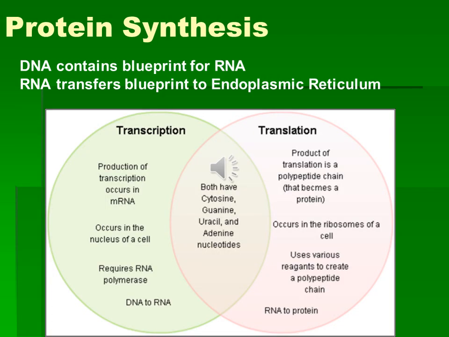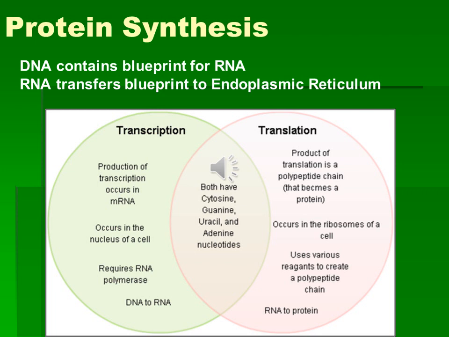So protein synthesis has 2 phases to it, the second and third phase of central dogma. So we start with transcription, where your DNA contains the blueprint for RNA. So production of transcription occurs in the nucleus and requires an RNA polymerase. And we're going from DNA to RNA so that the RNA can leave the nucleus. And it's only a single strand or a half of what the DNA was. So we're transcribing the message, making a copy. So we make mRNA from DNA, it detaches, it leaves the nucleus via a nuclear pore headed for the ribosome.